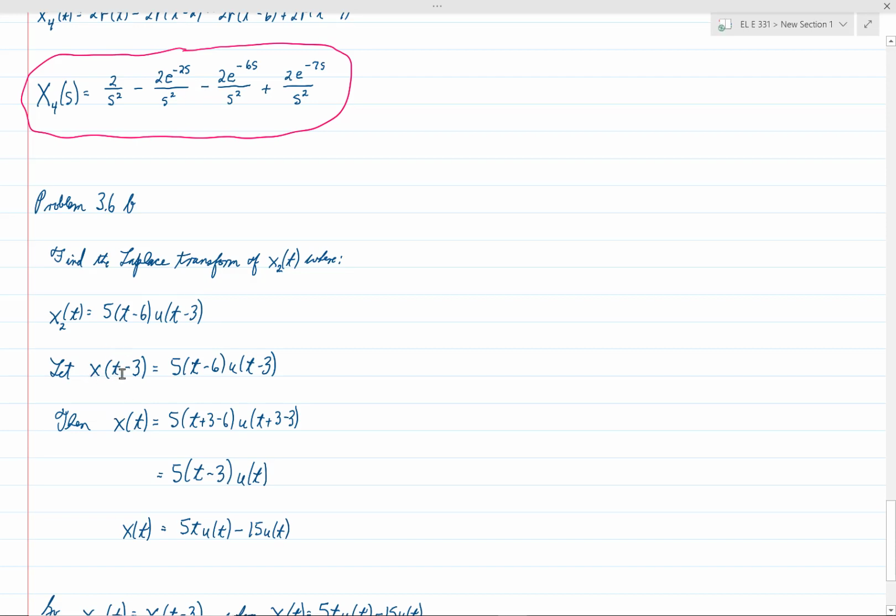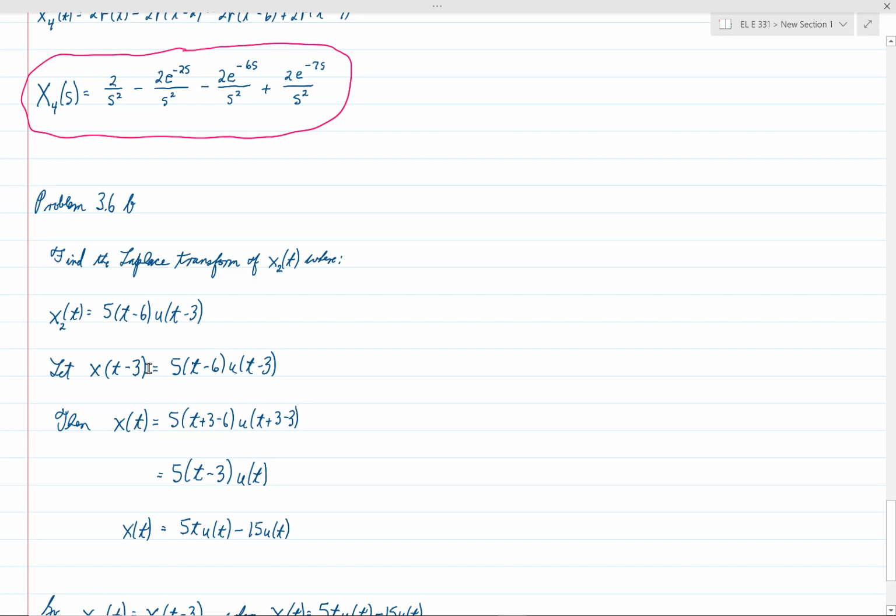So, like I say, if I define this to be x of t minus 3, then when I shift this by 3 units to get x of t, this will also get shifted by 3 units to give u of t. But the only way that works is if I have this argument for the x function the same as the argument for the u function. Okay, so I'm going to say that this stuff on the right, 5 times t minus 6 times u of t minus 3, is equal to x of t minus 3.